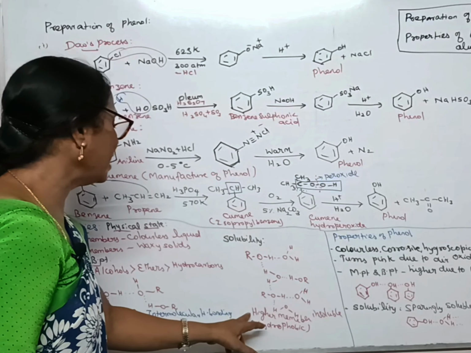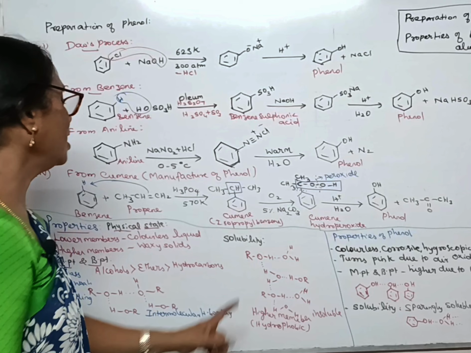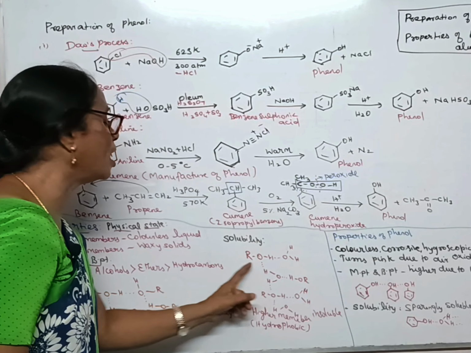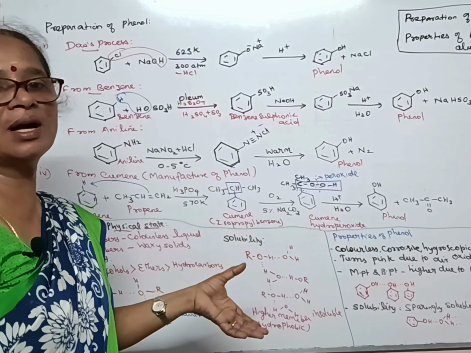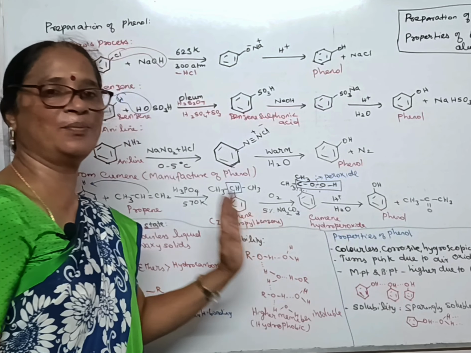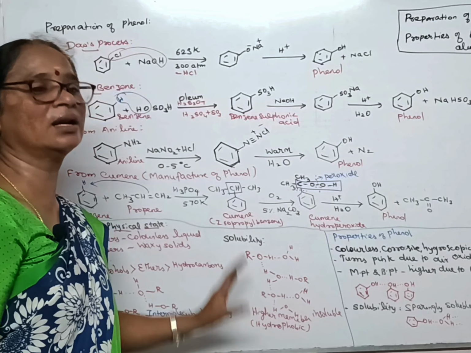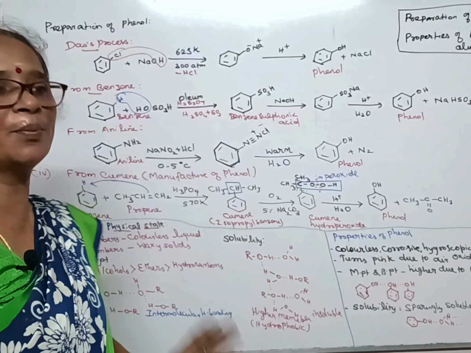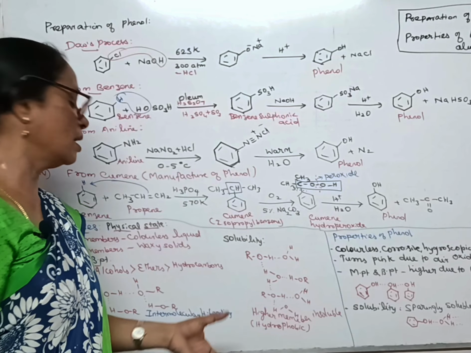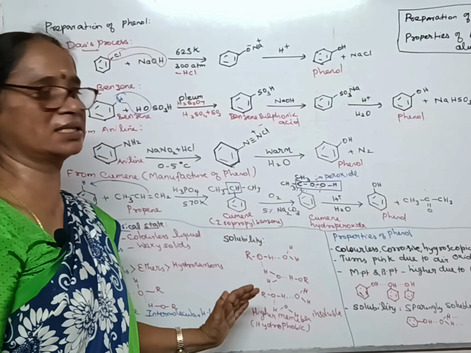But the higher members of alcohol become insoluble. This is because as the size of the R group increases, they become hydrophobic in nature. So lower members of alcohol, say methanol, ethanol, propanol, and butanol, are all soluble in water, but when the number of carbons goes beyond 5 or 6, they become hydrophobic and the solubility decreases.